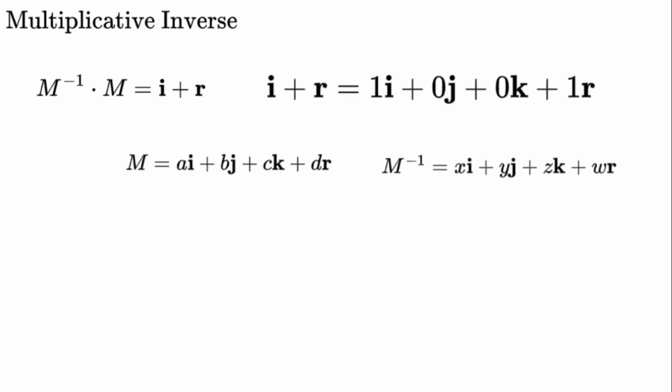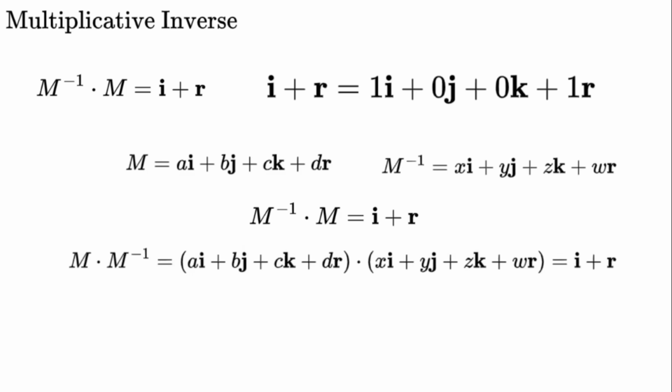Let's find the inverse of m equals a times I plus b times j plus c times k plus d times r. Assume the inverse is m inverse equals x times I plus y times j plus z times k plus w times r. We need m times m inverse equals a times I plus b times j plus c times k plus d times r times x times I plus y times j plus z times k plus w times r equals I plus r.